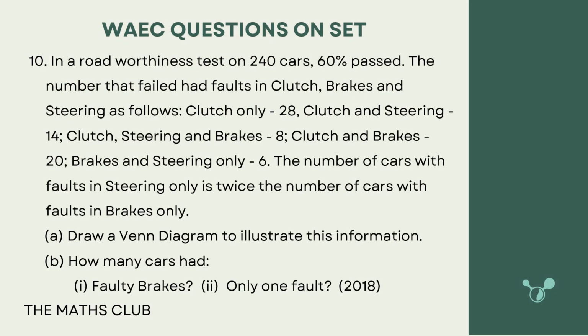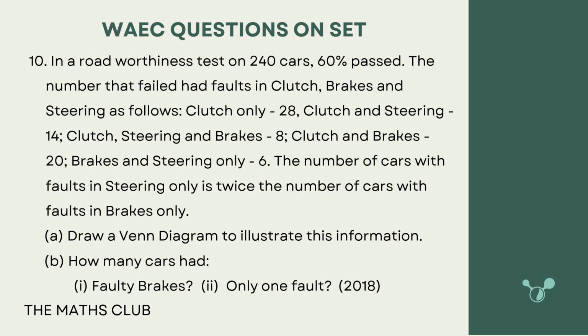It says that in a roadworthiness test on 240 cars, 60% passed. The number that failed had faults in clutch, brakes, and steering as follows: clutch only 28, clutch and steering 14, clutch, steering, and brakes 8, clutch and brakes 20, brakes and steering only 6. It now says the number of cars with faults in steering only is twice the number of cars with faults in brakes only. So it says draw a Venn diagram to represent this information, and then how many cars had faulty brakes and only one fault.